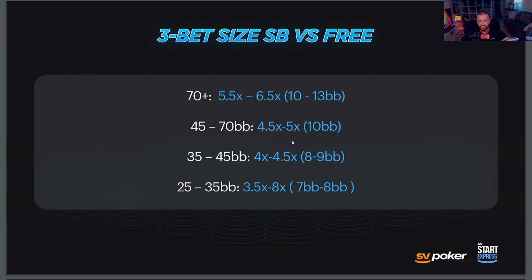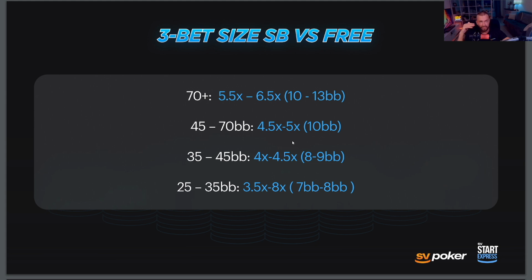When we decide which size we are going to use, we take a look at the effective stack, the smallest stack between two. For example, if we have 70 big blinds and our opponent has 30 big blinds, the maximum blinds we can win is 30. So this is the effective stack. Take a look at the picture.